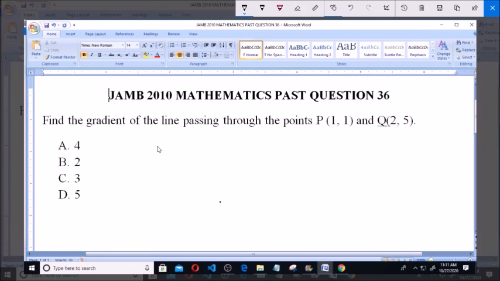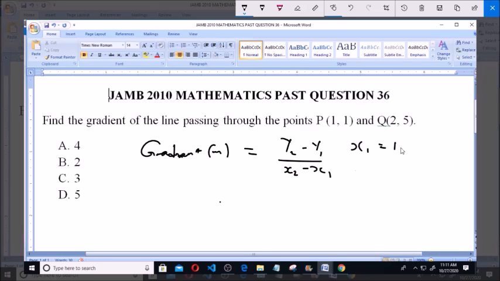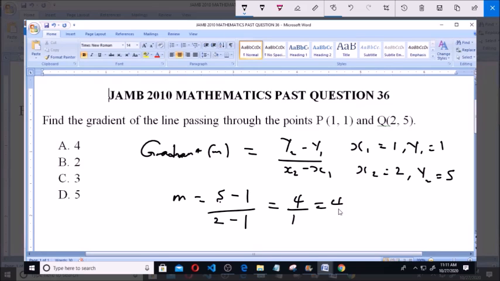Now gradient M is given as y2 minus y1 all over x2 minus x1. From the information given to us, x1 equals 1, y1 equals 1, x2 equals 2 and y2 equals 5. So therefore gradient M is equals to 5 minus 1 all over 2 minus 1, and this is equals to 4 all over 1, which is equals to 4. So the gradient is 4, which is option A.